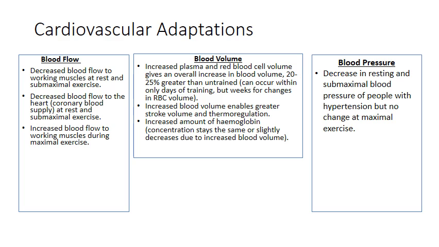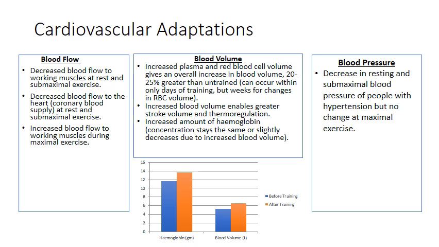We also get some changes in blood flow, blood volume, and to a degree blood pressure. So in terms of your blood flow, as a result of aerobic training, you're going to have decreased blood flow to your muscles at rest and during submaximal exercise. So those muscles are actually working more efficiently, so therefore they require less blood going to them at rest and at submax.